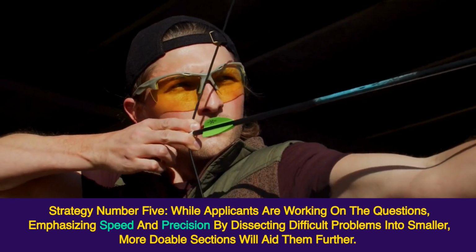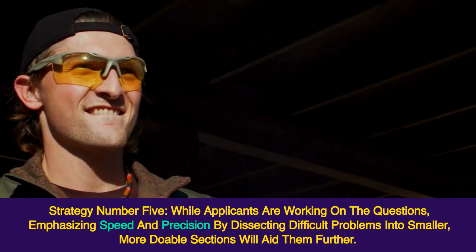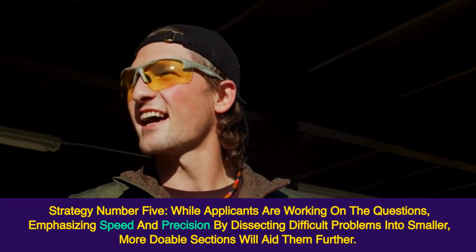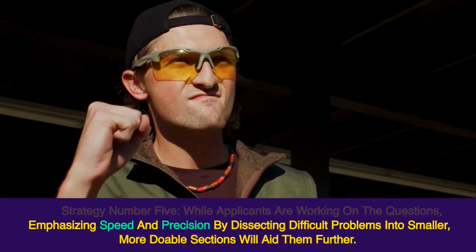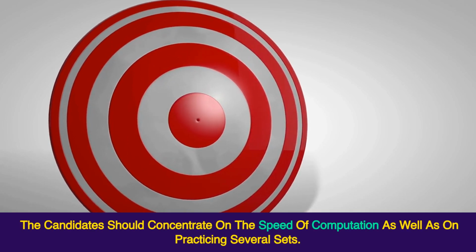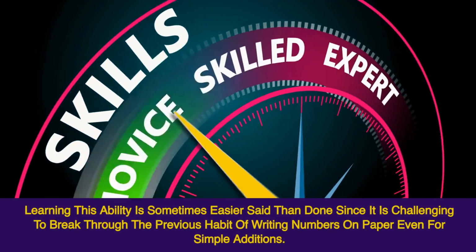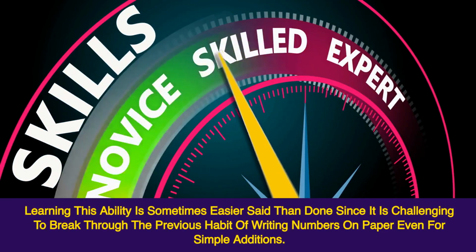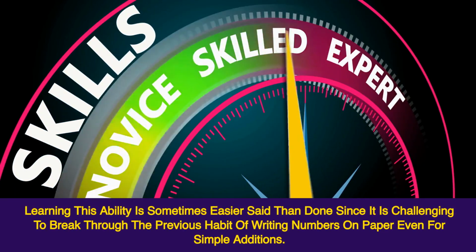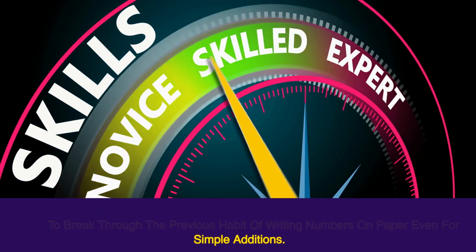Strategy number 5. While applicants are working on the questions, emphasizing speed and precision by dissecting difficult problems into smaller, more doable sections will aid them further. The candidates should concentrate on the speed of computation as well as on practicing several sets. Learning this ability is sometimes easier said than done since it is challenging to break through the previous habit of writing numbers on paper even for simple additions.